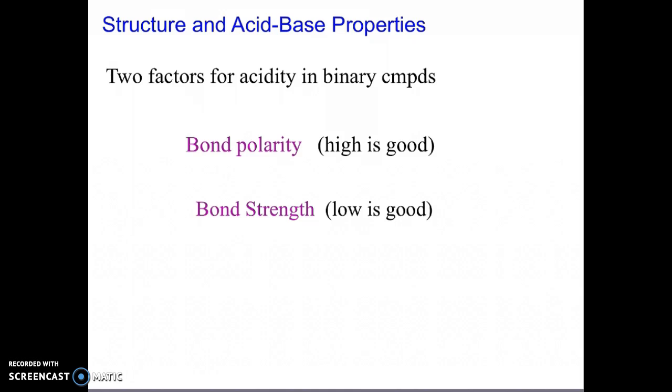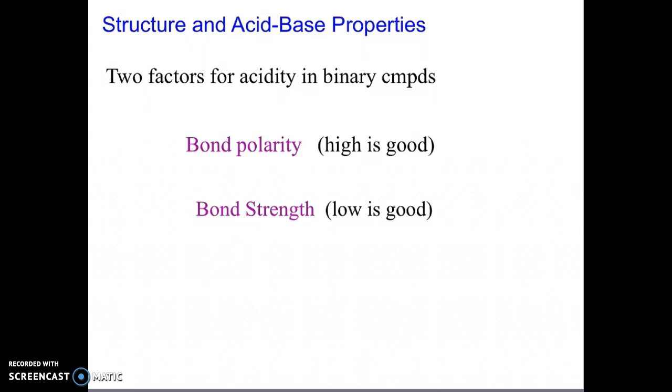So if you were asked to determine the acid-base properties of a binary compound, two factors really are important to determine how acidic a compound is. The first would be bond polarity, and the second is bond strength.